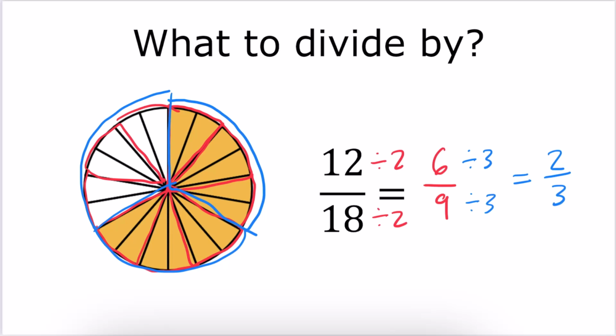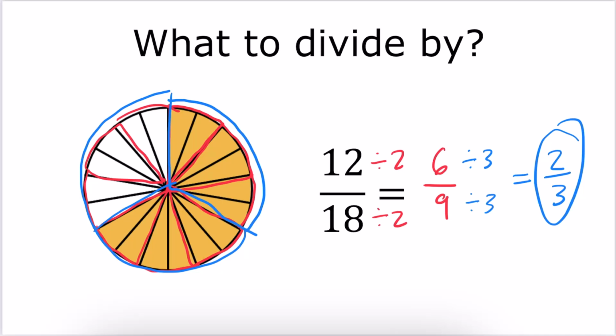And you can tell your students that you know that it's fully reduced when the numerator and the denominator do not have anything in common that they can be divisible by or divided by. So that's how you can show your students what numbers they can divide by when they're reducing fractions.